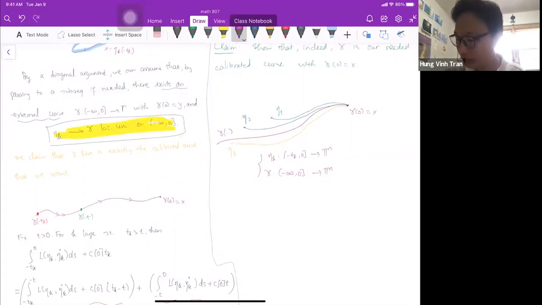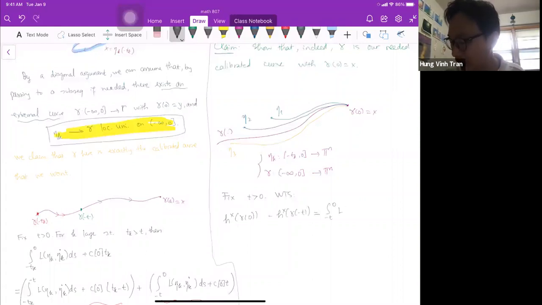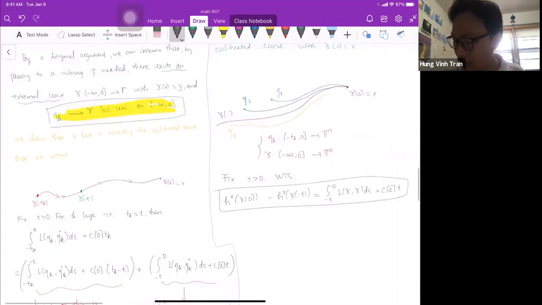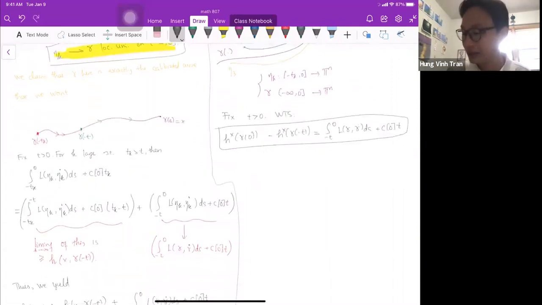What we only need to show is, so what do we need to show? We're going to fix t greater than 0. We want to show that hx of gamma 0, which is y, minus hx of gamma minus t equals the normalized action, integral of L of gamma dot ds plus c naught times t. Okay, so that's what we wanted to show. Right. So let's see, how do we do it?